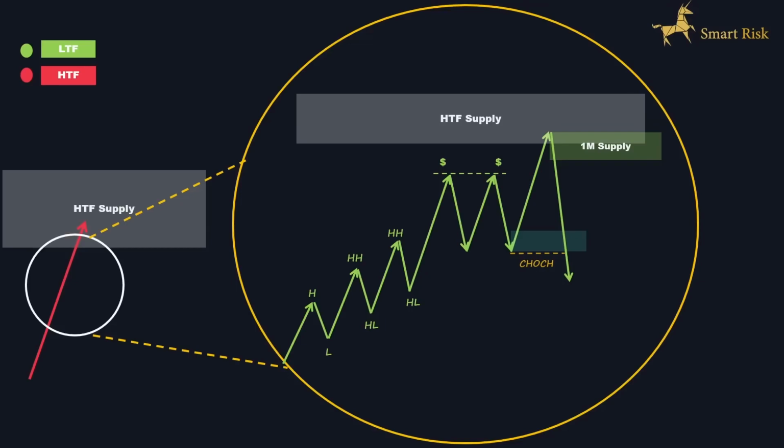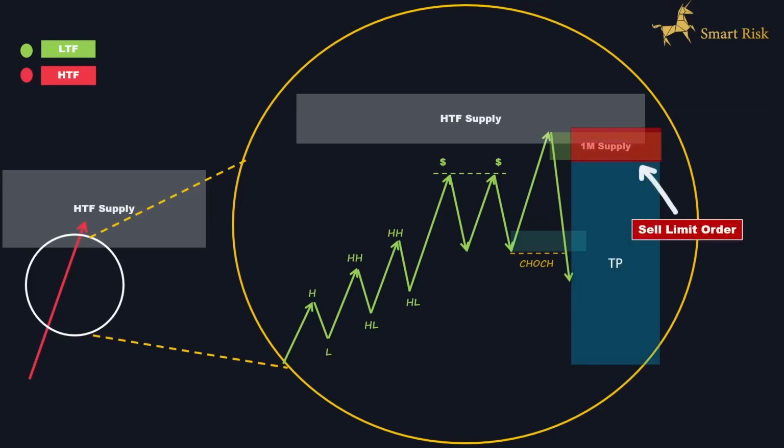So here we have the confluence factors that we were looking to identify a high-quality change of character pattern that provides a high probability in the market. After mitigating the higher time frame supply zone and conducting a liquidity sweep in the current time frame, a change of character formation occurs. In the next step, we can place a sell limit order at the lowest point of the newly generated supply zone, setting the stop loss a few pips above the highest point of the zone. For the take profit, we can either set it at the unmitigated demand zone of the higher time frame or target the current time frame's swing low.